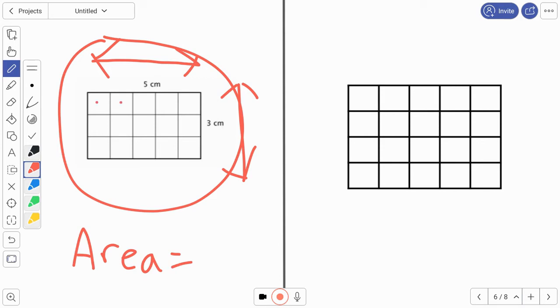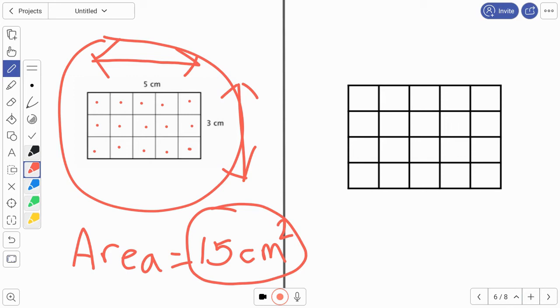So I can see there's 1, 2, 3, 4, 5, 6, 7, 8, 9, 10, 11, 12, 13, 14, 15. So we would say the area of that piece of paper is 15 square centimeters. Now we write square units a little bit different. We put what we are measuring in centimeters, then we put this little floating 2. A little floating 2 in math means, hey, square. So I would read this as 15 square centimeters.